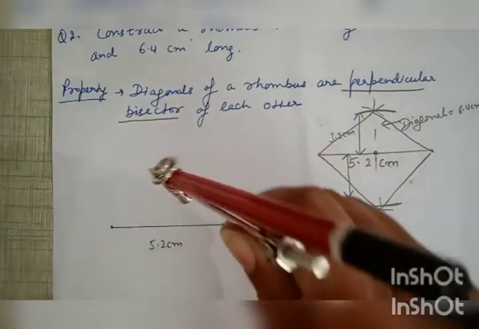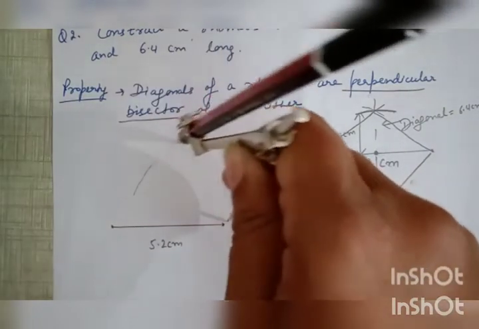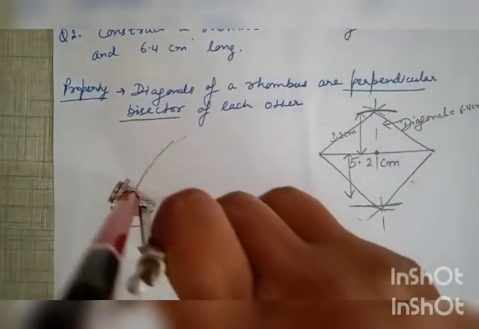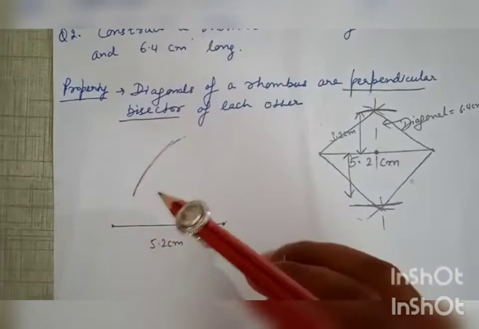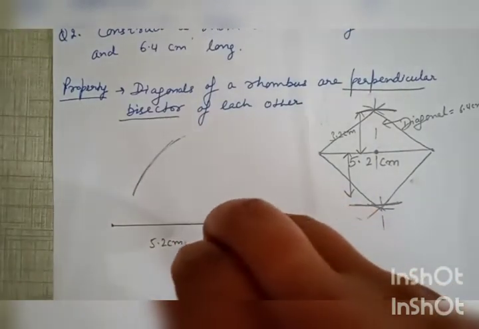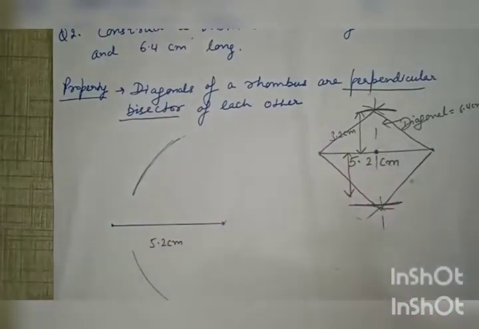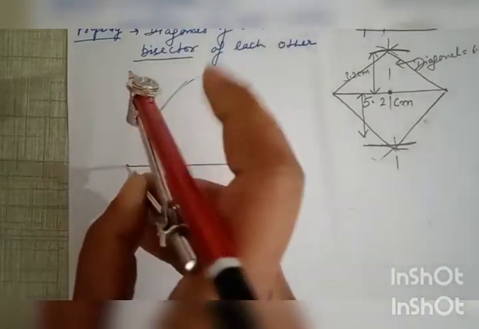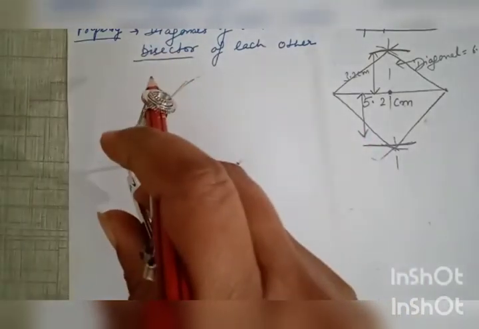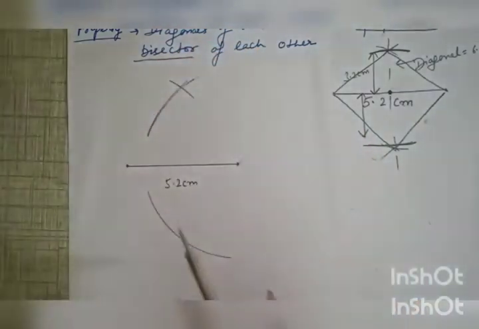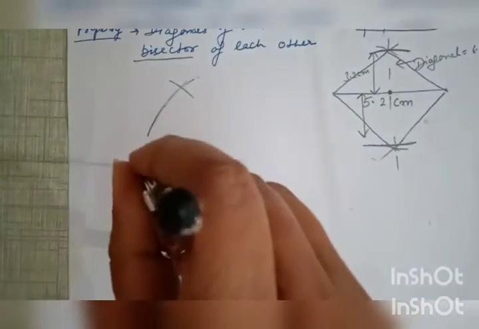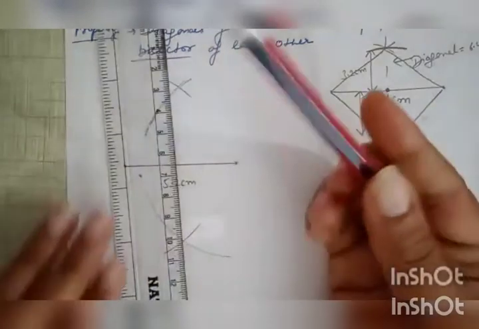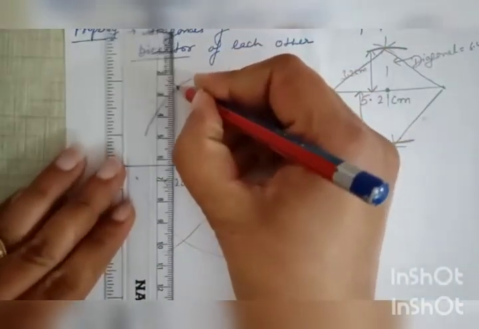Keeping compass at this corner, draw one arc above and one arc below. Same, keeping compass at the second end point, draw an arc above the line and below the line. In this way, we have got the perpendicular bisector. Join their point of intersection by a dotted line.